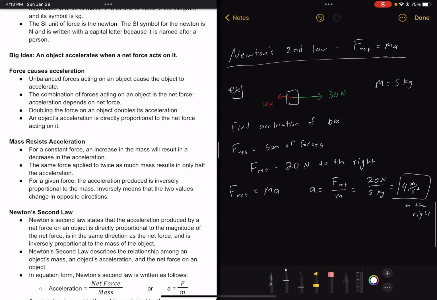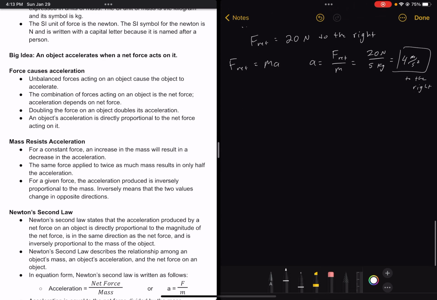Okay, so this is a classic example of using Newton's second law. You look at all the forces acting on an object, and once you know what the net force is, you can use that to calculate the acceleration. You could also work backwards. If I told you what the mass of the object was and what the acceleration of the object was, then you would immediately know what the net force is.